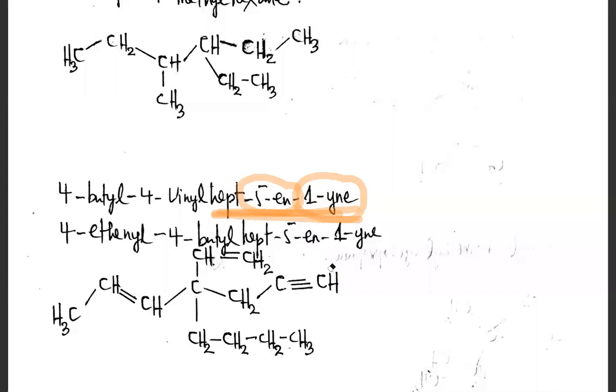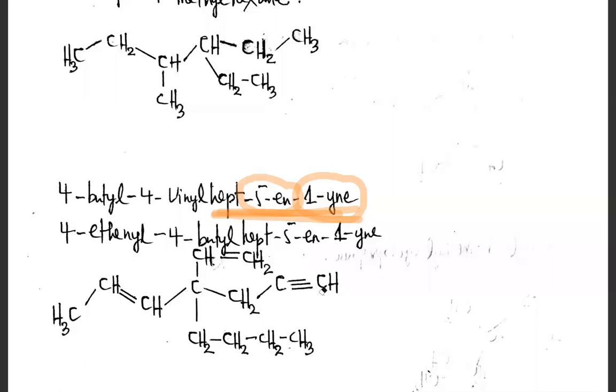At position number 5, you count 1, 2, 3, 4, 5. At position number 5, you're going to have a double liaison.